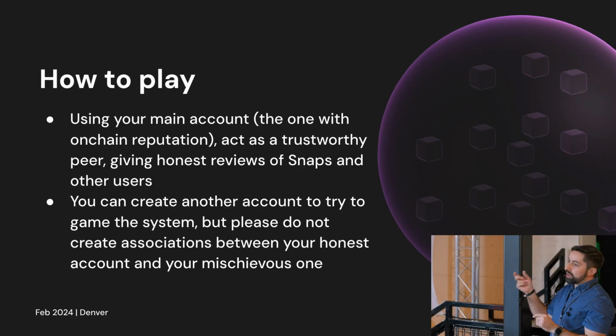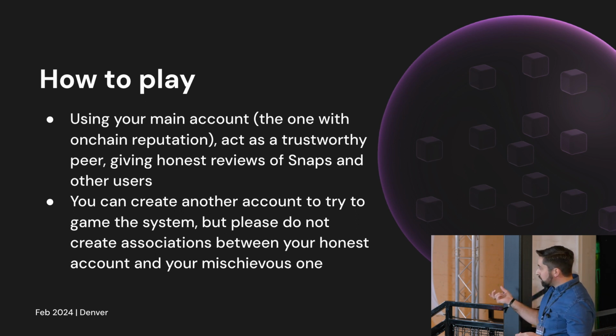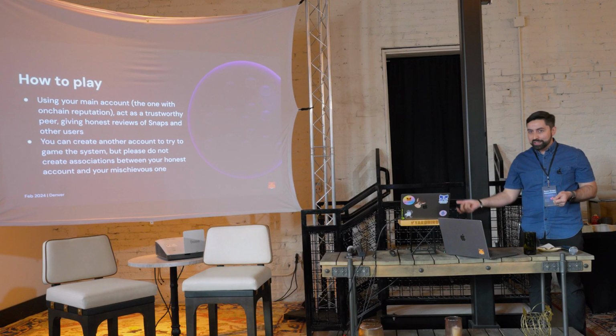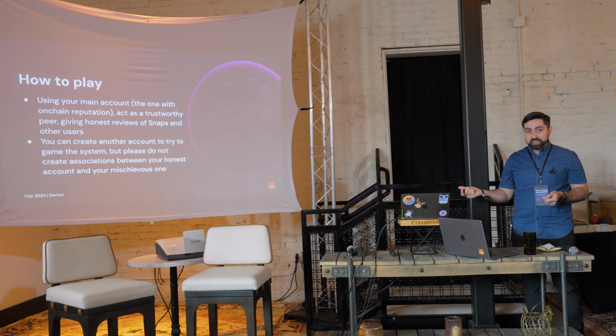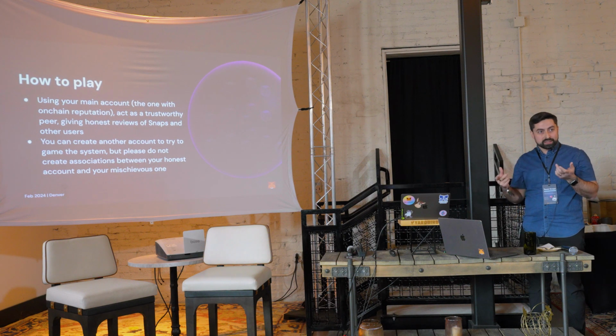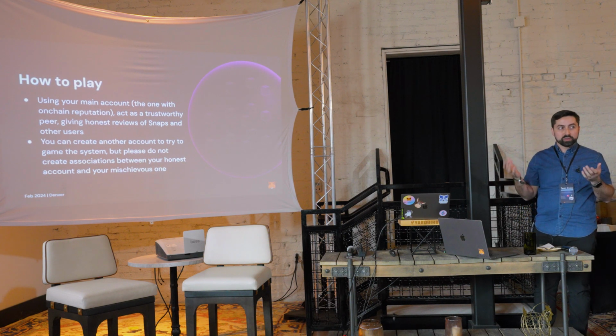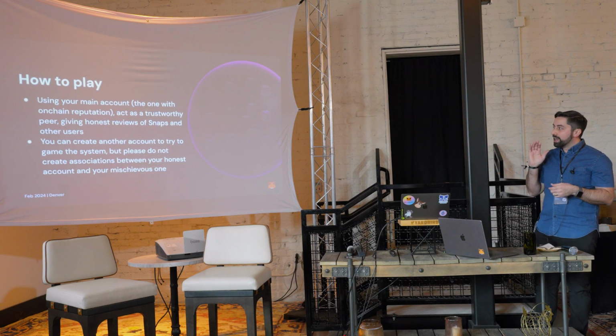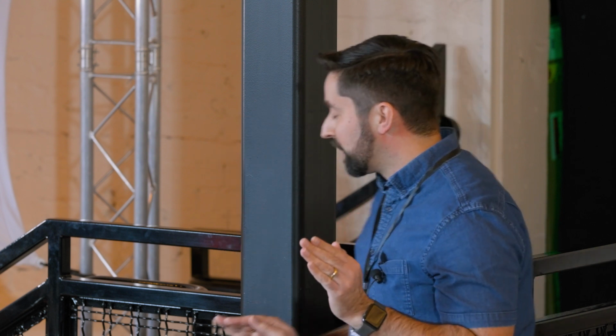So if you have your main account, right, this is your account that maybe has the most on-chain reputation, the one that you typically use. That's the one that you should use to go into the system, act as a trustworthy peer, and give honest reviews of snaps and other users. You can then also take another account and use that account to try to be malicious and game the system. And you can actually try to see, can you break the system? Right? So we want people to test this. We want people to try acting like a Sybil or intentionally try to mess up the reviews. The only thing that we ask is do not create associations with your good account and your bad account, okay? Because that's where things get weird, right? So just keep those two accounts separate.